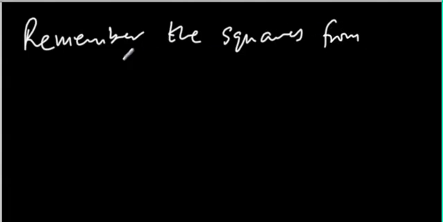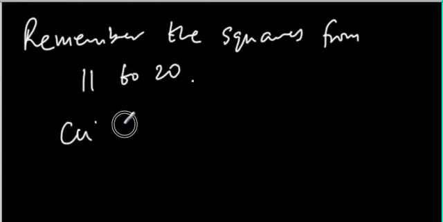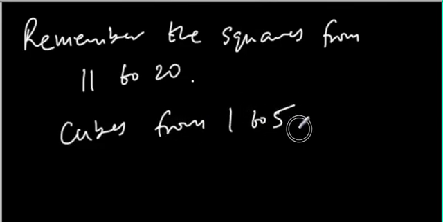Okay, the next thing we went over were the squares and the cubes. It's really important to remember what the squares are for the larger numbers, so 11 squared, 12 squared, 13 squared. All I'll write down is: remember the perfect squares from 11 to 20, okay? Because those are the hard ones. And the same thing for the cubes from 1 to 5, okay? We went over that in the last worksheet.